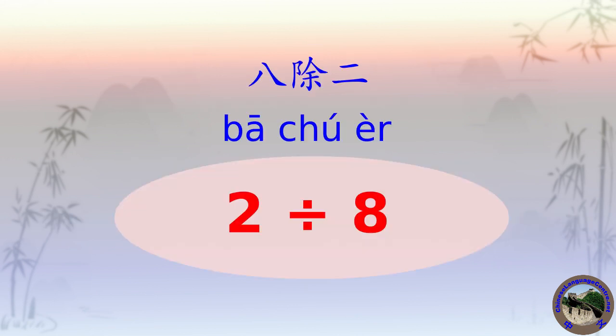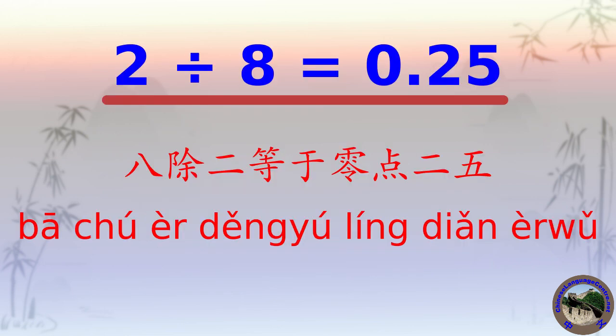For example, 8除2 is identical to 2 divided by 8, which is equal to 0.25. 8除2等于 0.25. In other words, 8除2 means using 8 to divide 2.